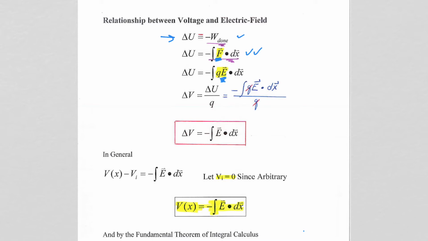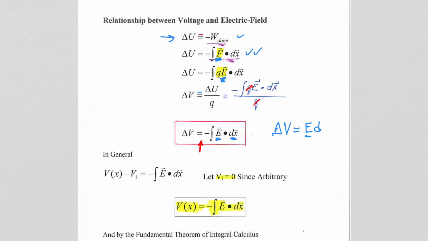So then we have the fact that delta V, by definition, is delta U over Q. We, of course, lose the Q's, and we have delta V equals negative integral E dot dx, and we knew all along, right, that delta V equals Ed, so that makes sense, right? The electric field is the electric field.